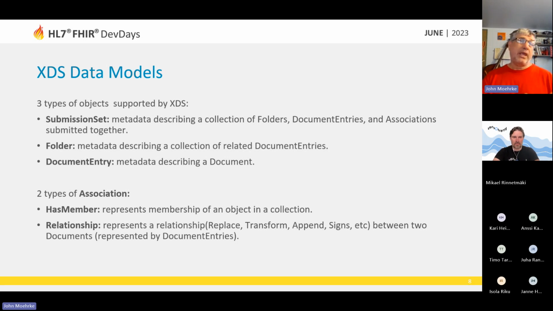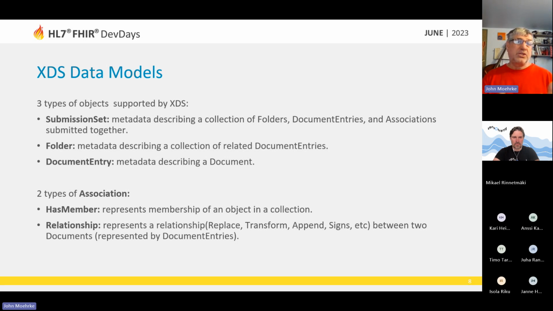A document entry is that metadata that I was primarily pointing at before, which is: this is the document, this is its title, this is its description, this is its type code, its class code, its time frame. All of those things are the document entry.